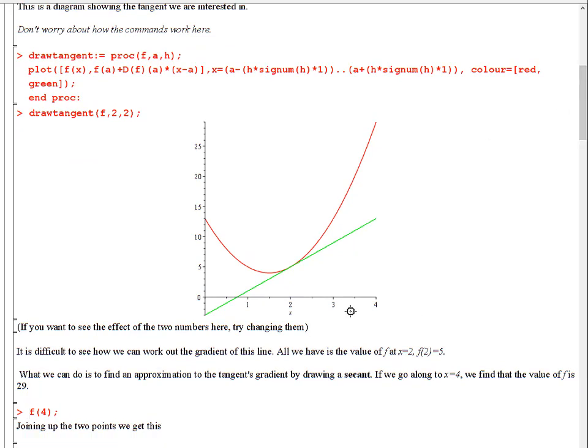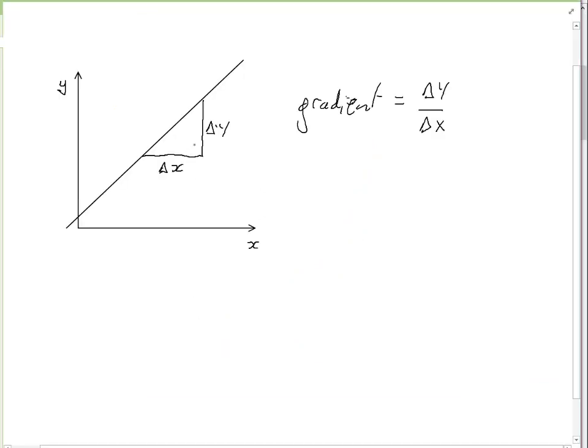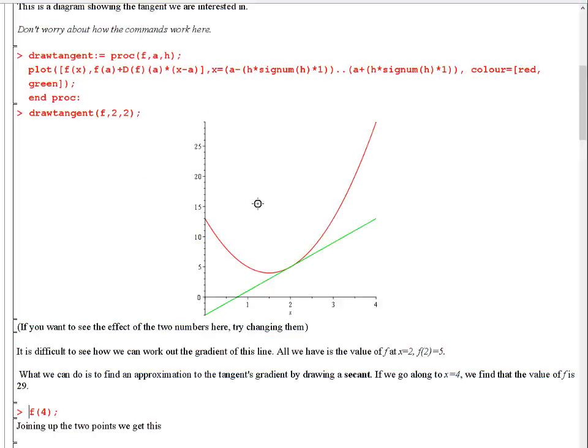Now, it's difficult to see how we're going to do it because all we've got is the value of f of x at 2 is 5, so we have this height here. We can calculate that as 5, but we can't calculate the other things we need to know to work out a gradient, which are, we need some numbers here, and all we have at the moment is this height. We know this is 5, but we don't know anything else. So let's see how we can go about doing this.